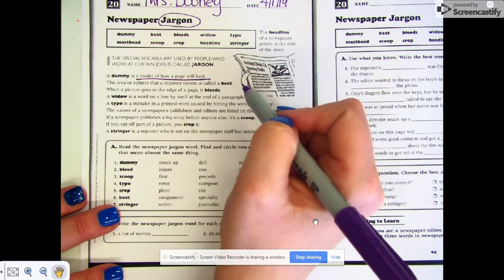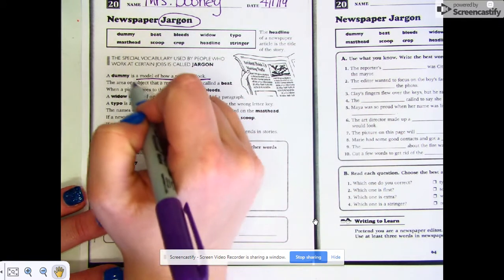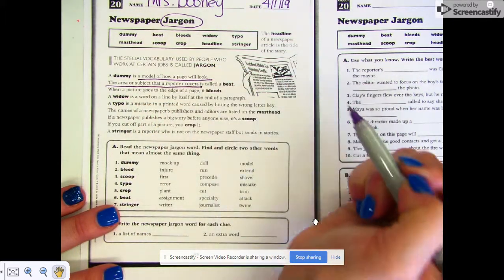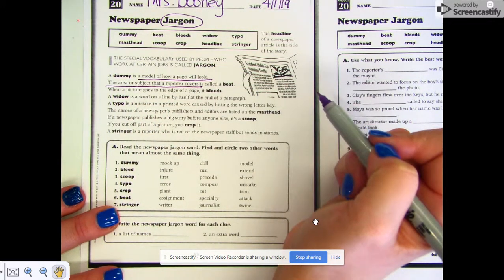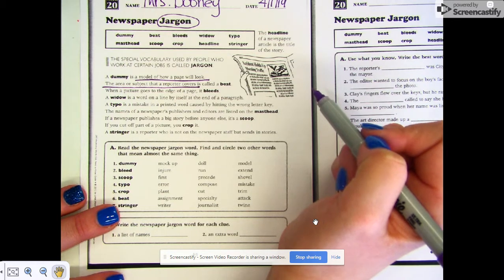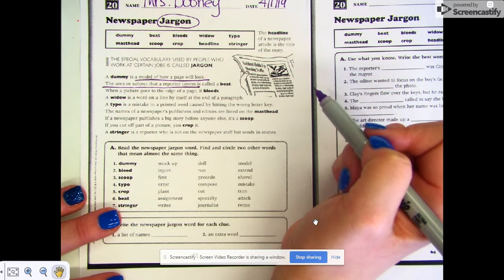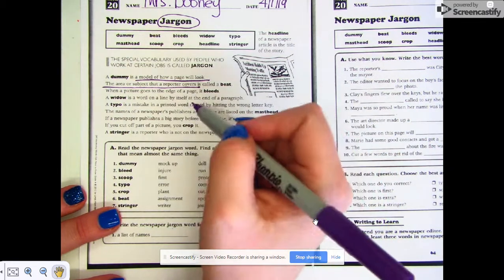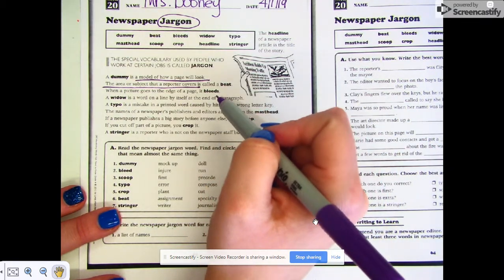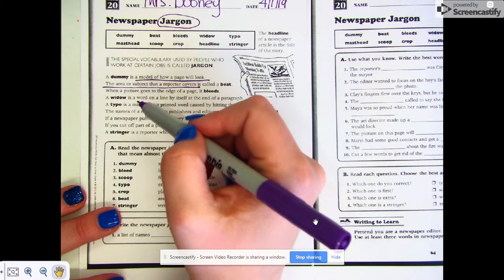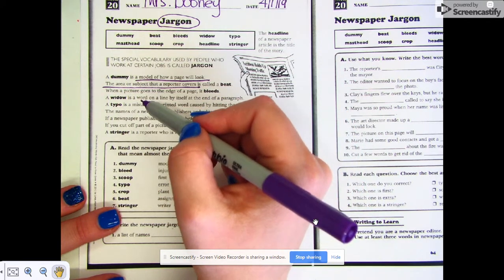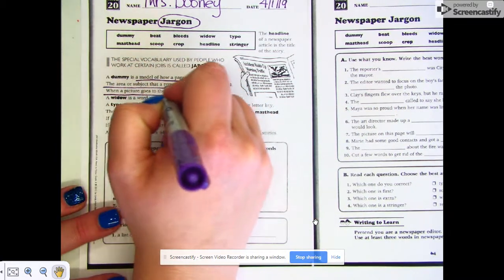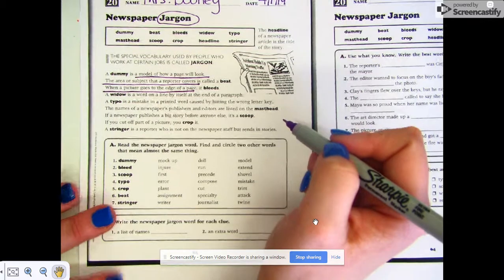A beat is the area or subject that a reporter covers. That could be the obituaries, that could be weddings, could be political pieces, but those are the types of subjects that they would be covering. Something bleeds, it's when a picture goes to the edge of the page, which you typically don't want. You want a little bit of a margin there, but it's called bleeding when that happens.